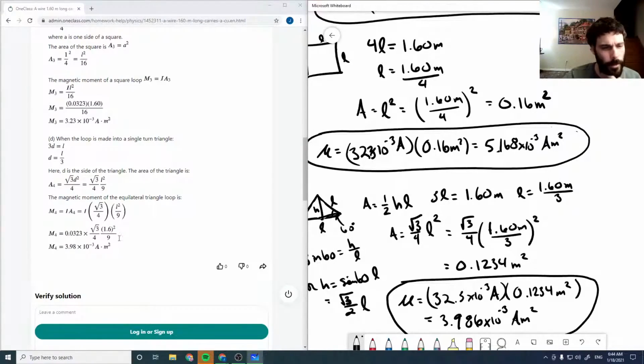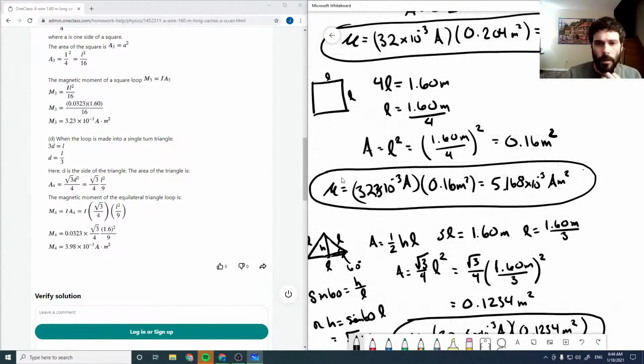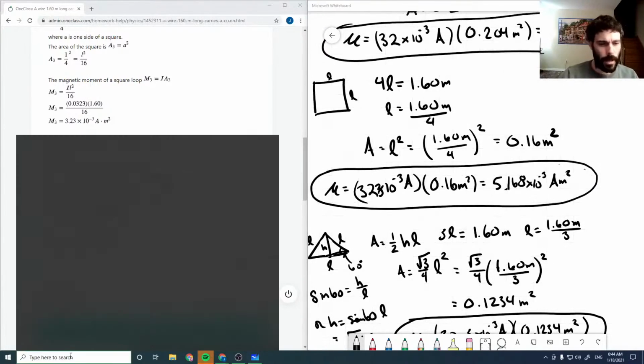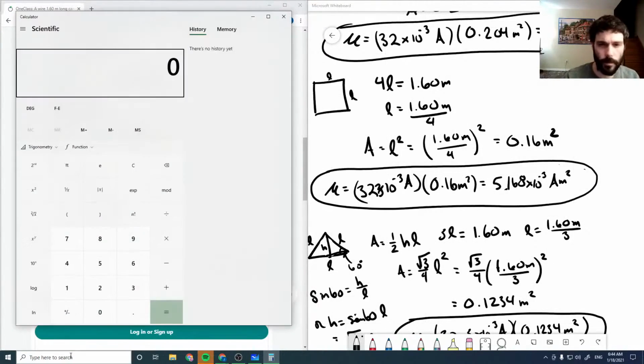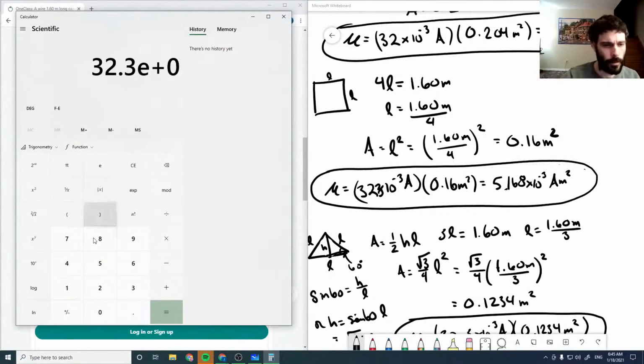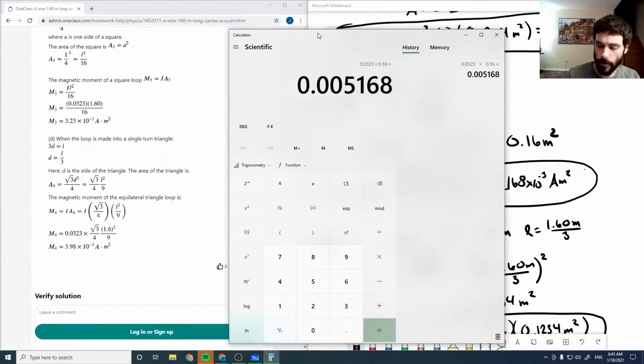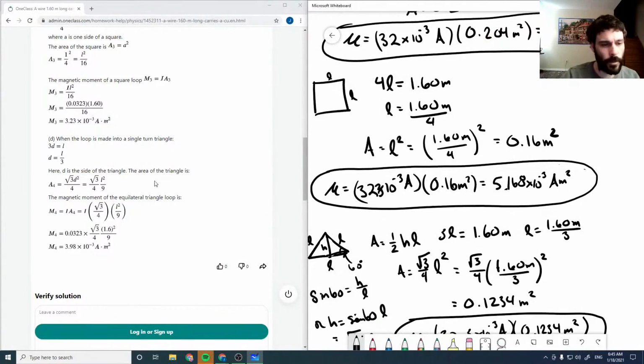And the equilateral triangle looks right. I might just double check their math though with the second one just to be sure. So 32.3 times 10 to the minus 3 times 0.16 is the 5.168. And then if I do theirs, yeah, so that's where they missed the L squared in this for the square.